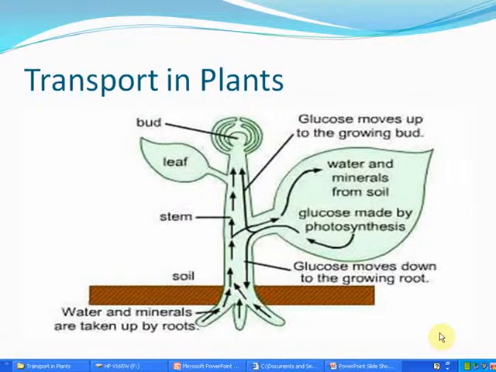Let's talk about the transport of water and minerals in plants. As we all know, plants are stationary. But then how do they get their water and mineral nutrition? Here we can see the water and the minerals are taken up by the roots in plants. We can see the arrows in the direction they travel upwards through the soil into the stem, then the leaf, and the water is then transpired out through the leaf.